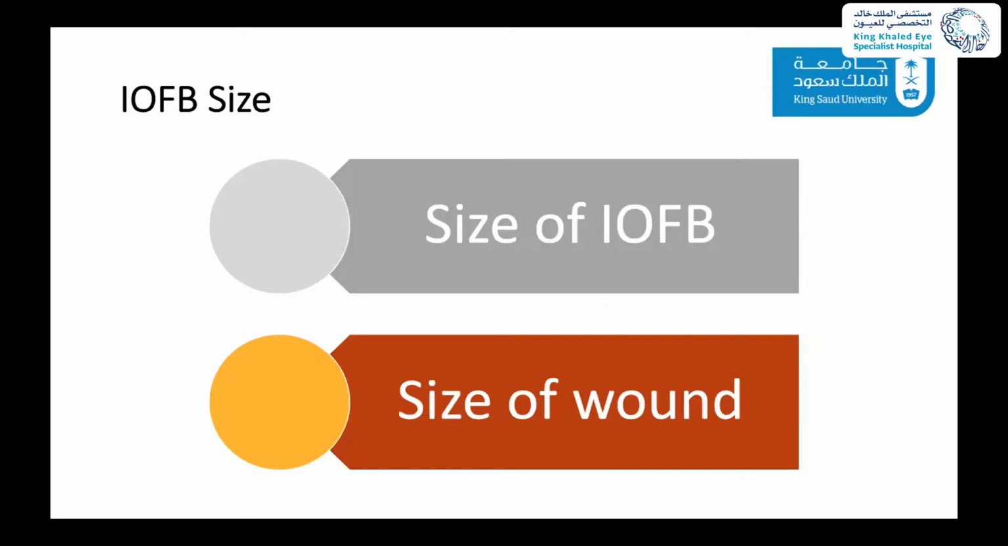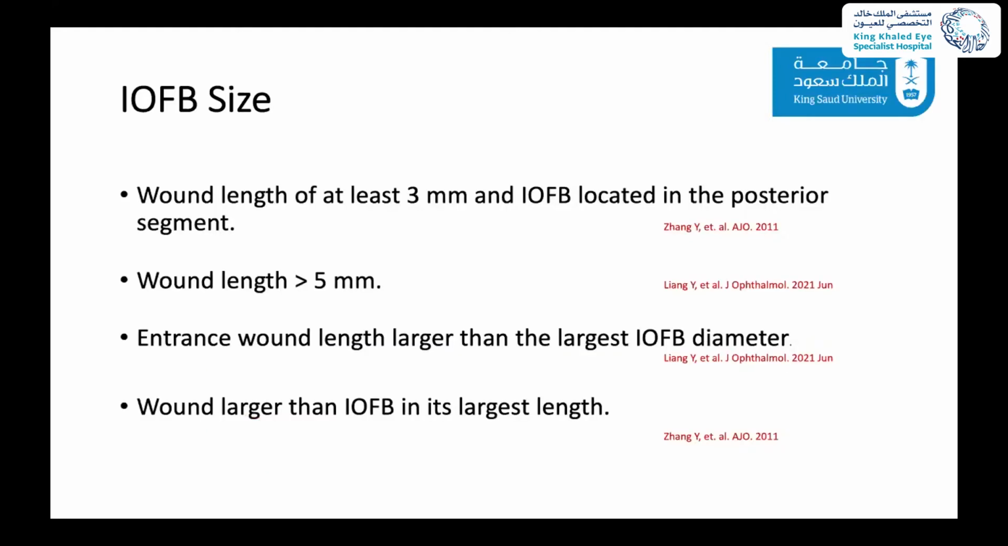As for the size of the intraocular body, you have either the size of the foreign body itself or the size of the wound. And each has its relation to the final outcome. A wound length of at least 3 millimeters and an intraocular body located in the posterior segment was found to have a bad outcome. So the bigger the wound, the worse the outcome.